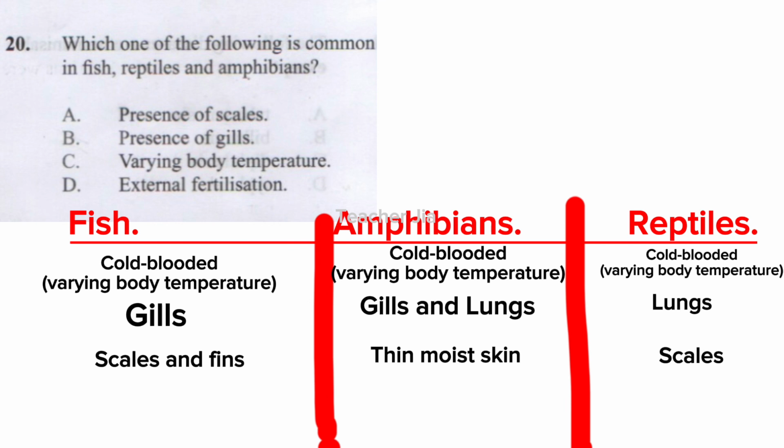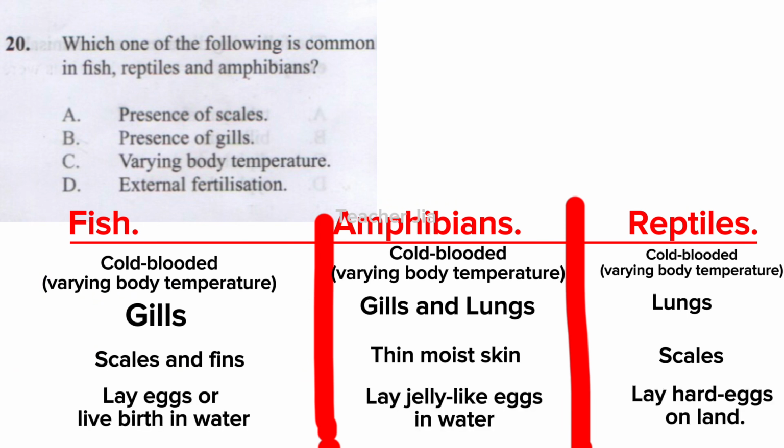Reptiles have scales. So that's not a similarity in all of them. I'll move to the last one. So fish, they lay eggs or have a live birth in water. Amphibians lay jelly-like eggs in water. And reptiles lay hard eggs on land. So they differ in that too.